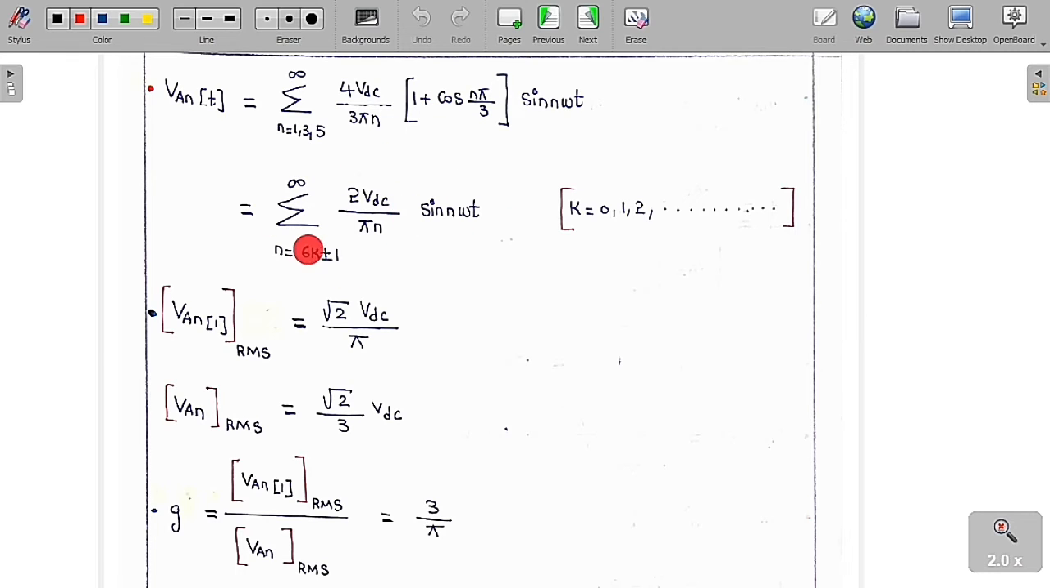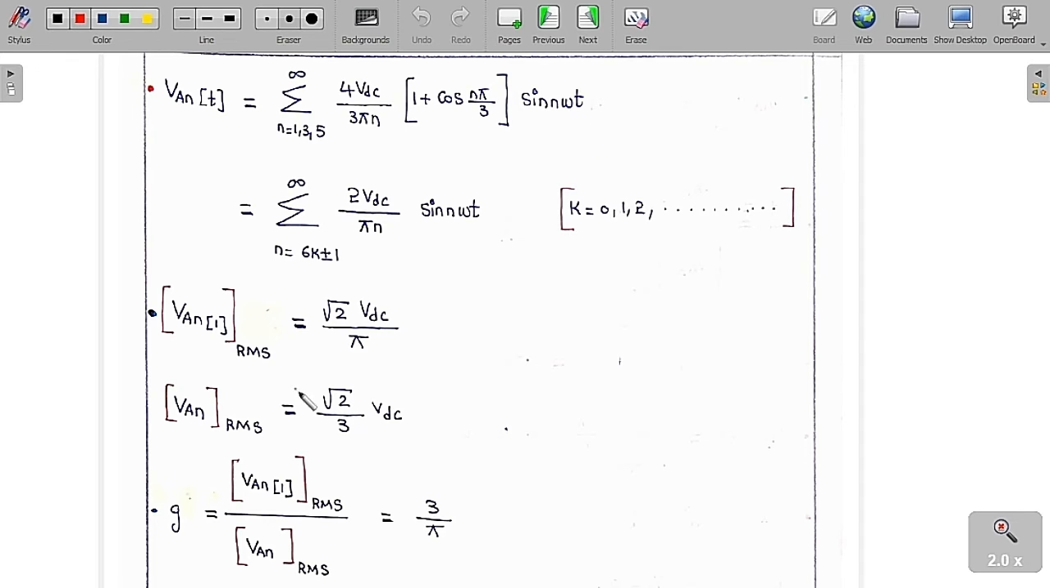So finally, sigma n equals 6k plus or minus 1 up to infinity of 2 VDC by n pi into sin n omega t, where k is equal to 0, 1, 2. Hence we can say that the triplen odd harmonics are absent. So this equation simplifies to sigma n equals 6k plus or minus 1 to infinity of 2 VDC by pi n into sin n omega t, where k goes from 0, 1 on to infinity. So all the triplen odd harmonics are absent in this phase voltage.